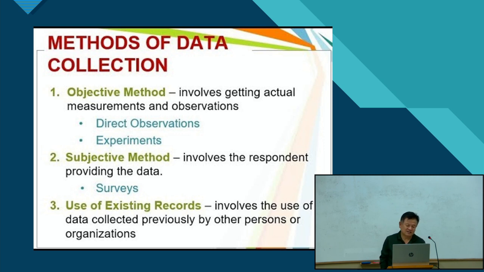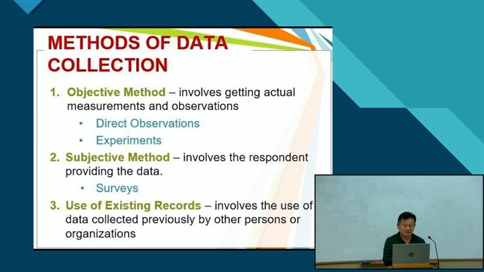So, what is the method of data collection? There are 3 things. One thing is objective method, subjective method, use of existing record. The objective method involves getting actual measurement and observation. For example, direct observation, and experiment, doing some work in the labs. Subjective method involves the respondents providing the data. This is survey.